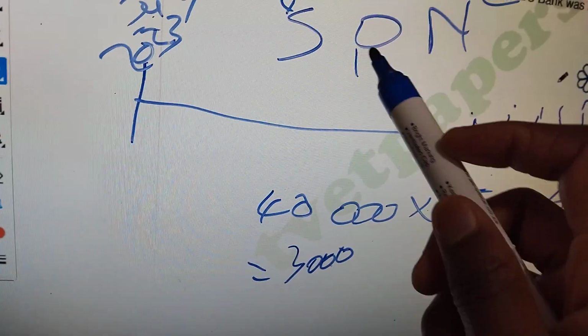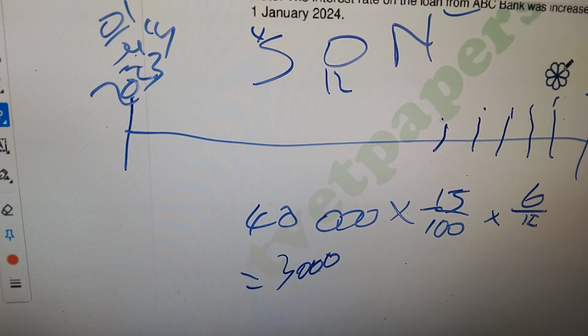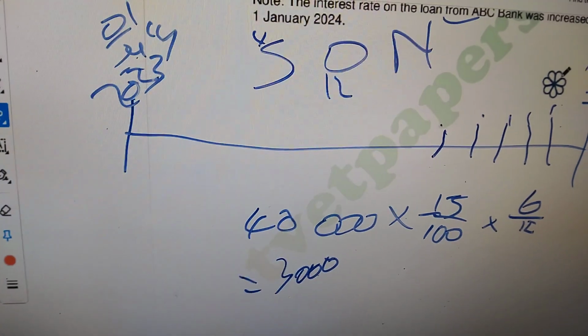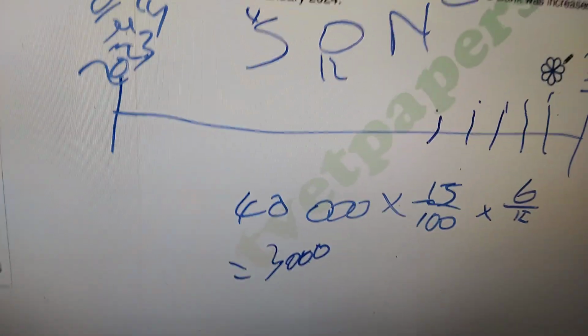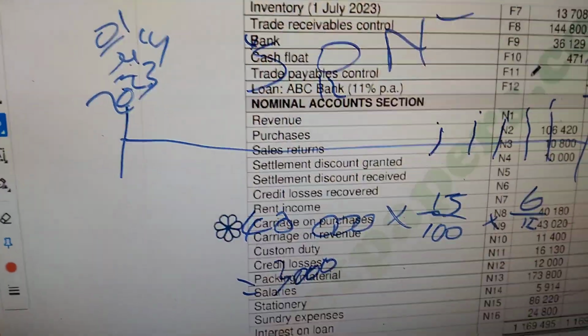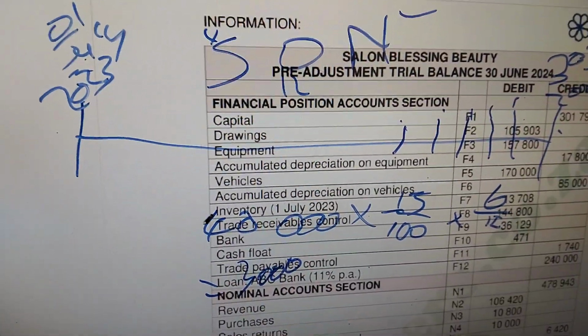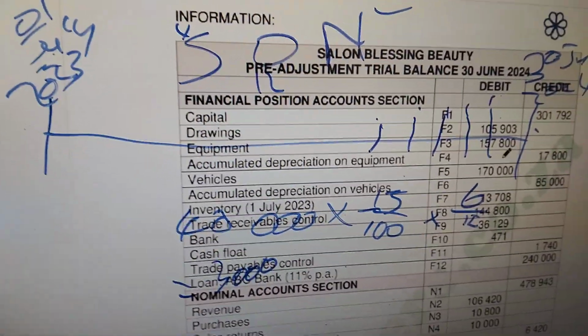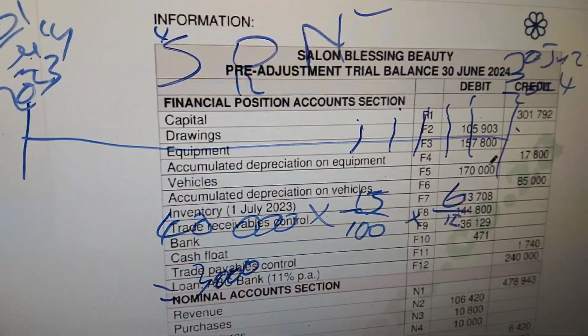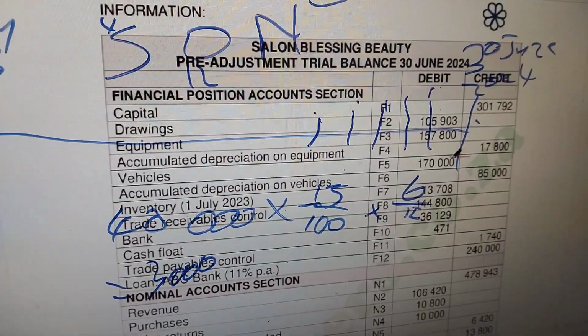This one is for 12 months. These are the vehicles that were there in the business for 12 months. This one is for old. Let's calculate. These vehicles of 170,000, not equipment, vehicles.